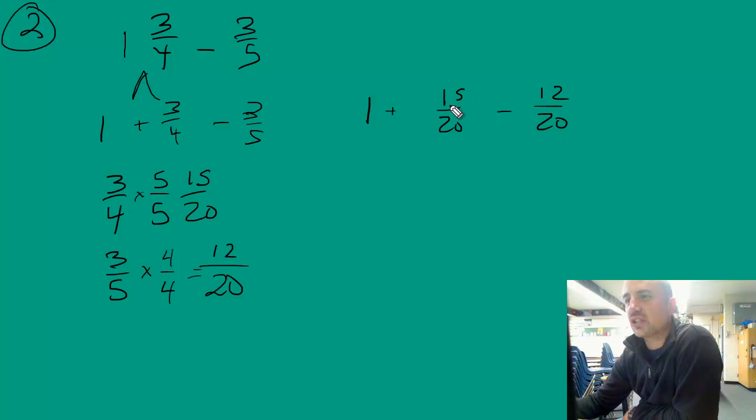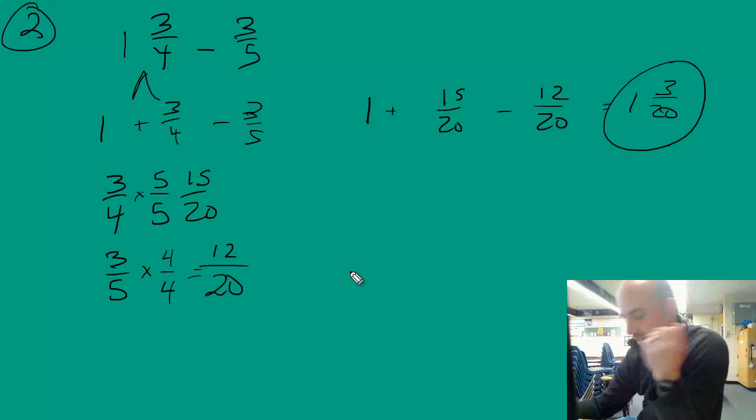I can do this straight up without having to even delve into my 1, so I'm just going to leave my 1 there. 15 minus 12 leaves me with 3. That leaves me with 3 20ths. So I have my 1 and I have my 3 20ths, and I have arrived at an answer. That's super awesome. But I want to show you a second alternate way to do this.